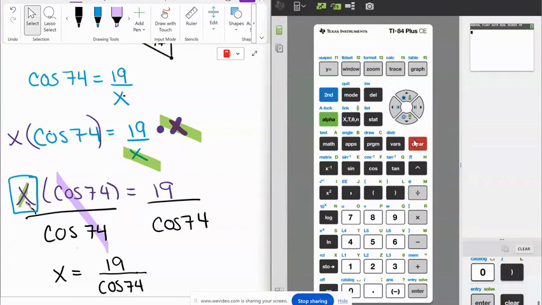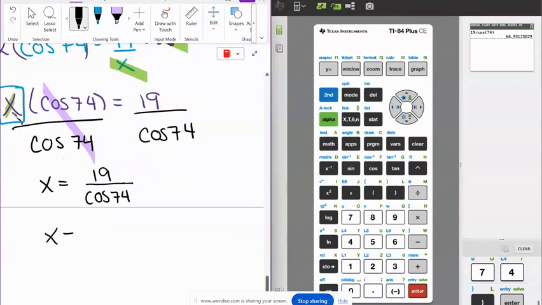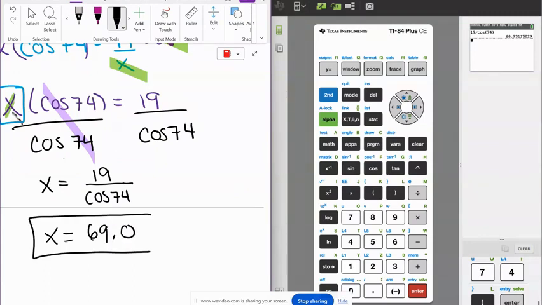So I go to my calculator, and this is exactly what we're going to type in. 19 division sign cos 74. 19 division sign cos 74, enter. And if we're rounding to the nearest tenth, x will equal 69.0. All right, you guys do the last one. Cam, you could go to the bathroom now.